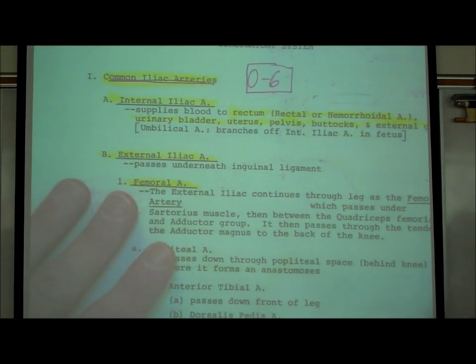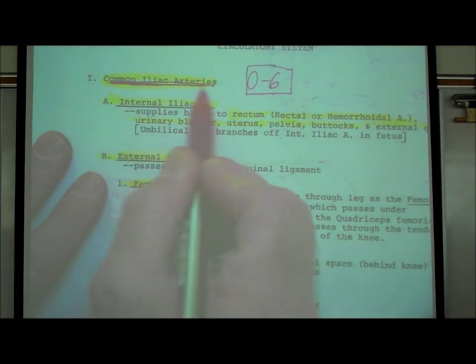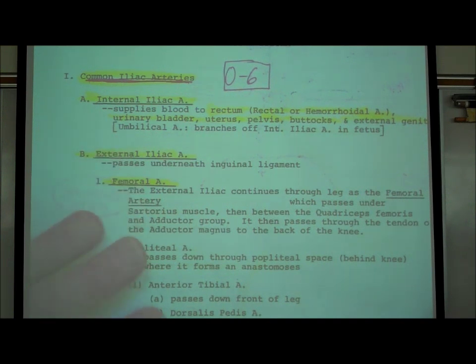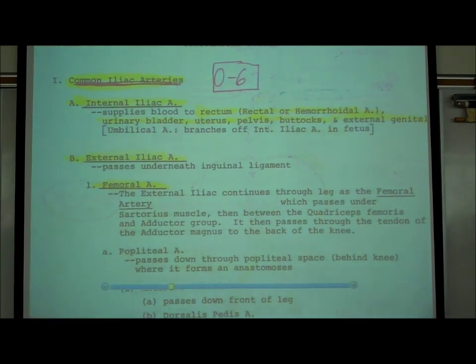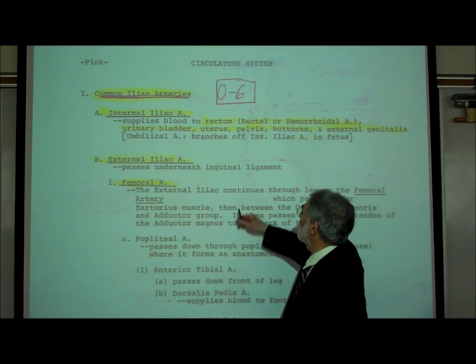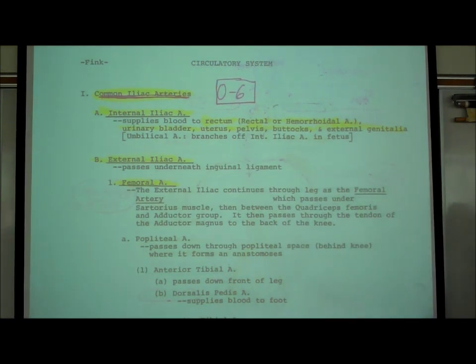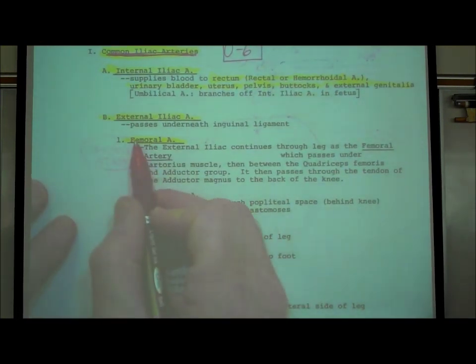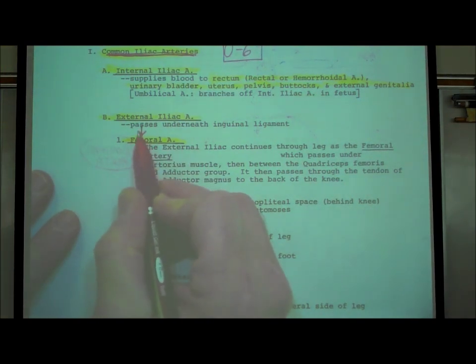There is the common iliac artery, and you could underline that, I forgot to. And then we said there's an internal iliac and an external iliac. The internal iliac artery, we said, carries oxygenated blood to the pelvic organs. And that includes the rectum, the urinary bladder, the uterus, the genitalia, all of those structures in the pelvic area. Those are all pretty important. And the external iliac, when it reaches the middle of the thigh, its name changes and becomes the femoral artery.